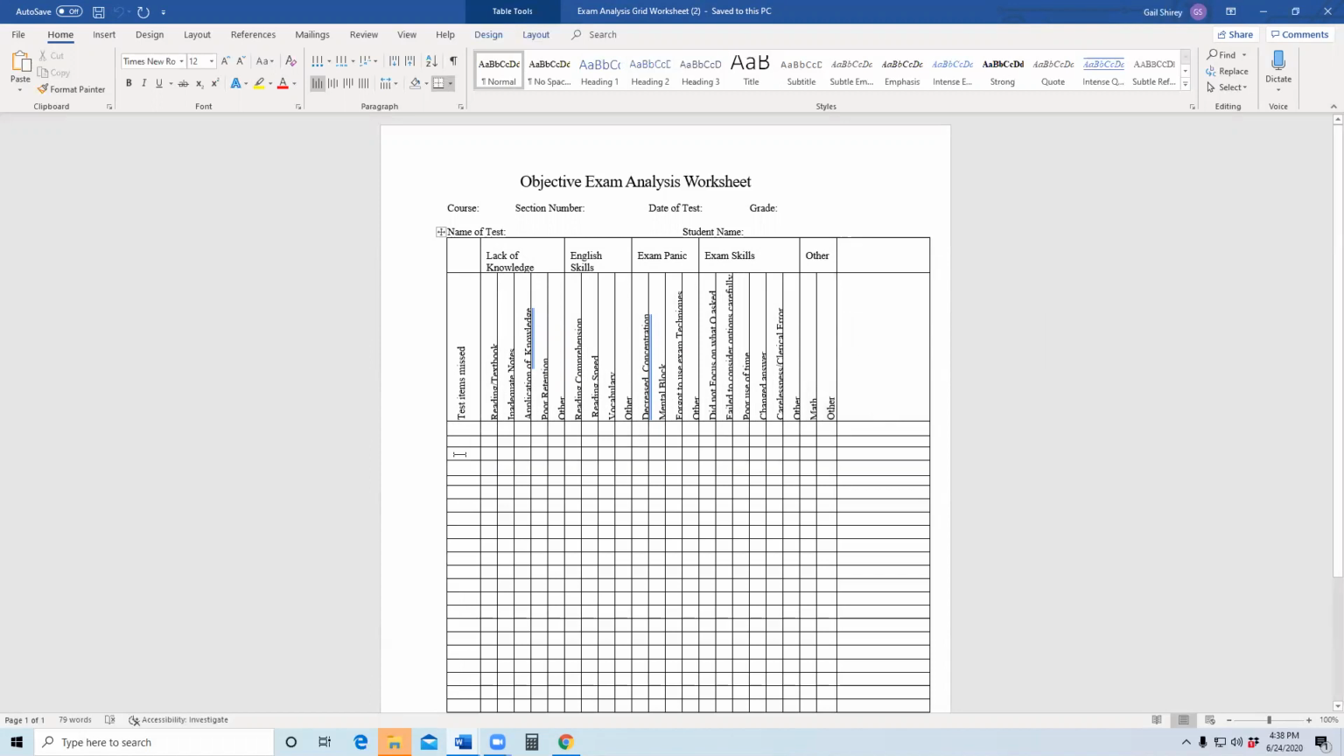So let's say the first one you got wrong is number 4. So you would write number 4 right there, and you would type 4. And then you would go through and check or X which of these reasons are why you got number 4 wrong. The first one, reading textbook, that means the information was not in your reading or your textbook. The second one, inadequate notes. The information was certainly in the textbook, but you didn't write it in your notes or study from it.